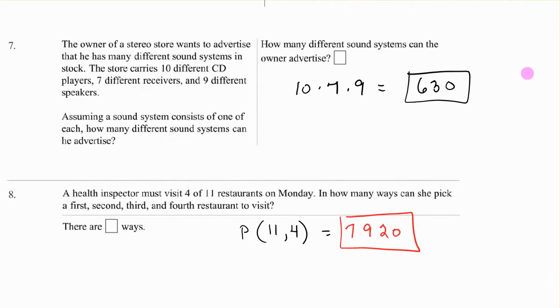Number 7, owner of a stereo store wants to advertise that he has many different sound systems. The store carries 10 different CD players, 7 different receivers, and 9 different speakers. How many different sound systems can he advertise if it takes 1 of each to make a sound system? Well, 10 times 7 times 9 is 630. That's that counting principle.